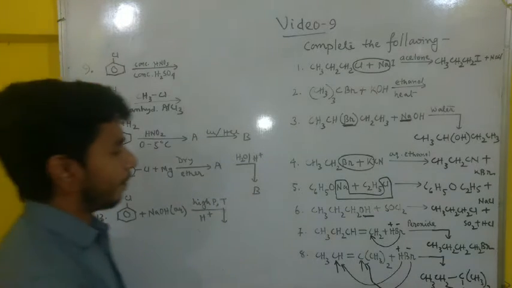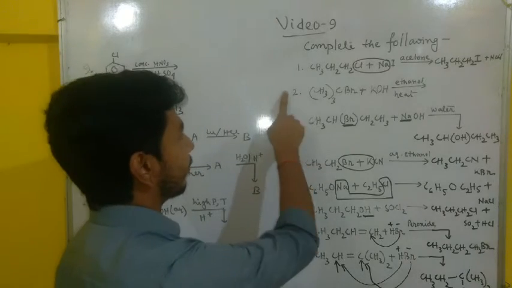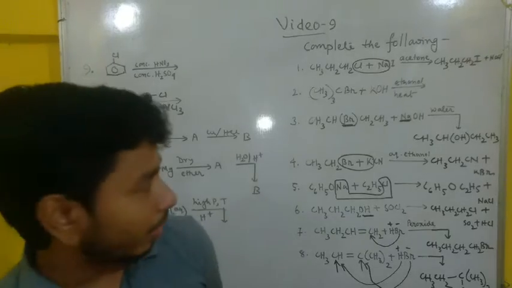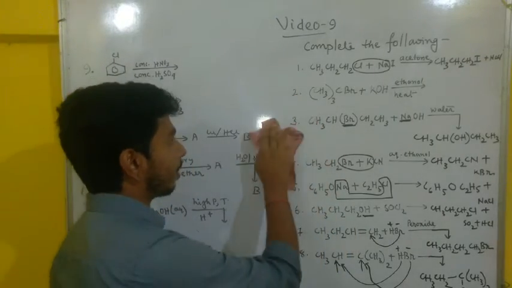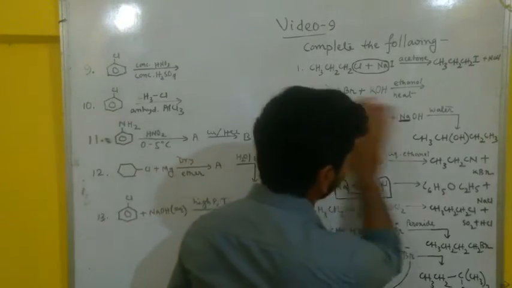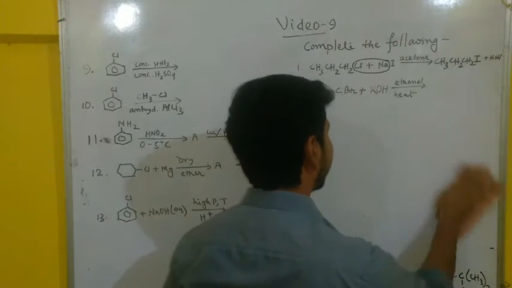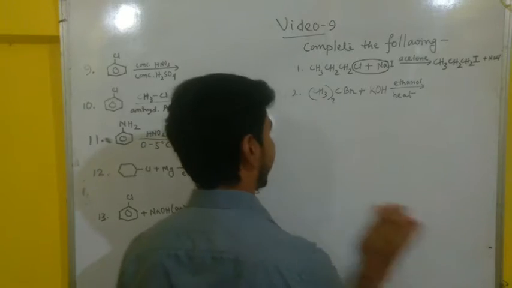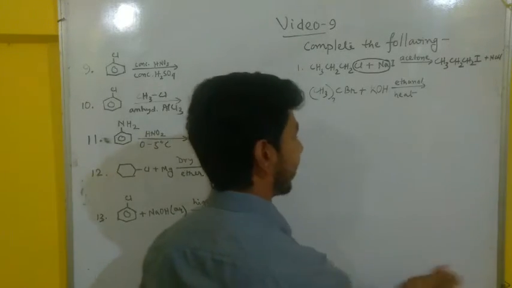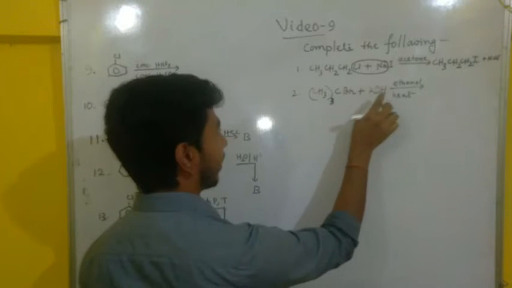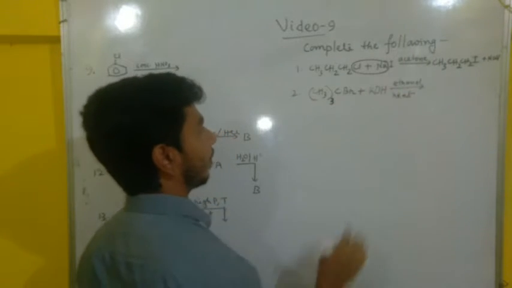Clear up to number 8, it is clear, but we are left with reaction number 2. Now we go to reaction number 2, the second reaction. The second reaction is (CH3)3CBr with KOH and ethanol.